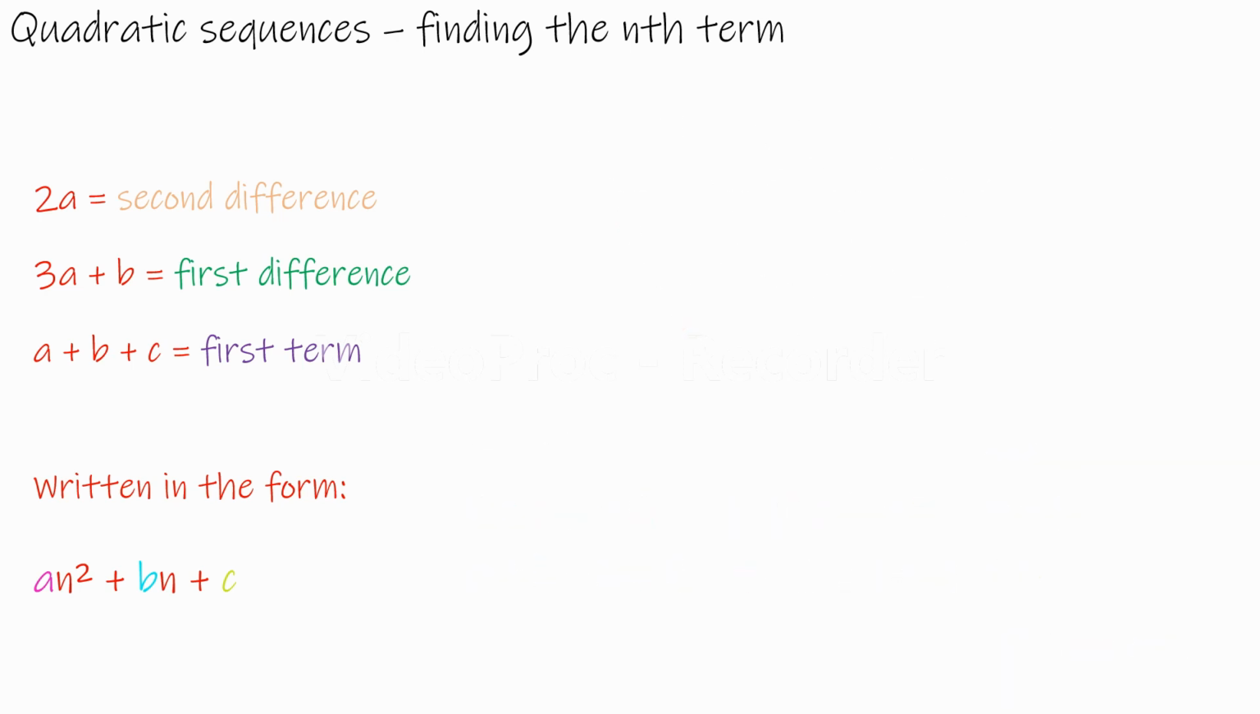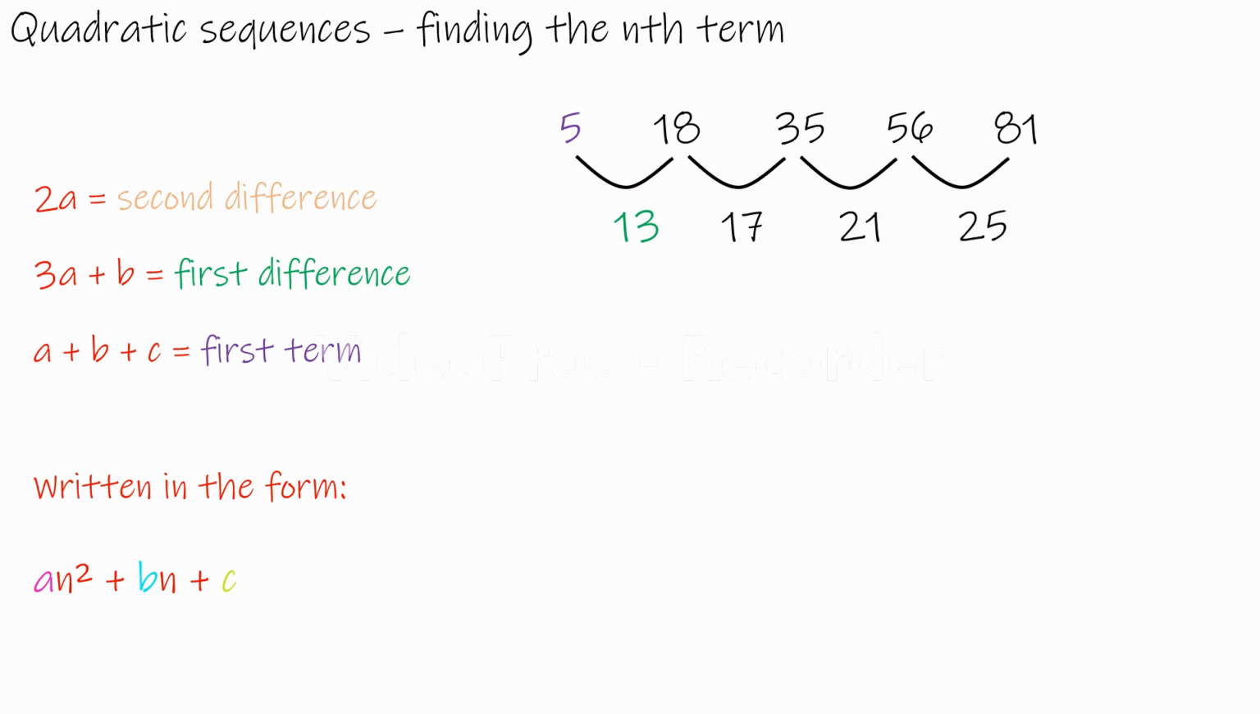Now, for another example, you can pause the video here and try this for yourself if you like, or you could follow along with what I'm doing. Again, we need to find the first difference, which is going to be 13, 17, 21 and 25. Again, these are different, therefore this must lead to a quadratic sequence. So, the second difference is 4, 4 and 4. All the same, must be quadratic.